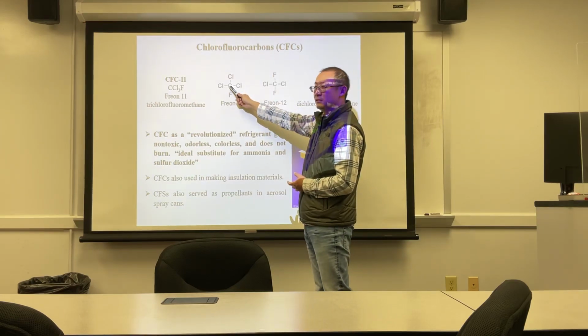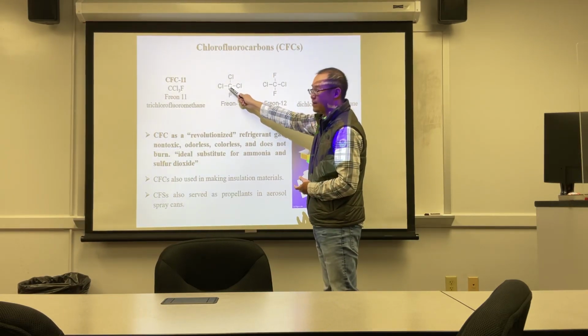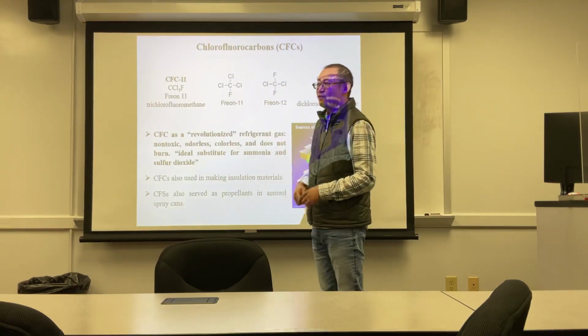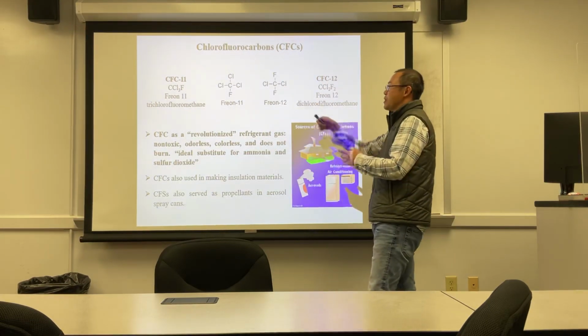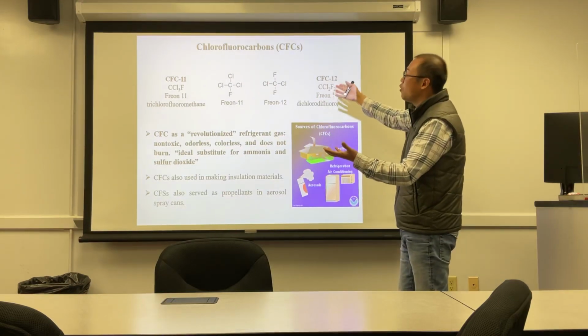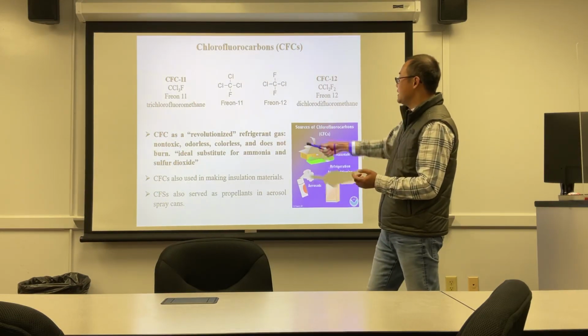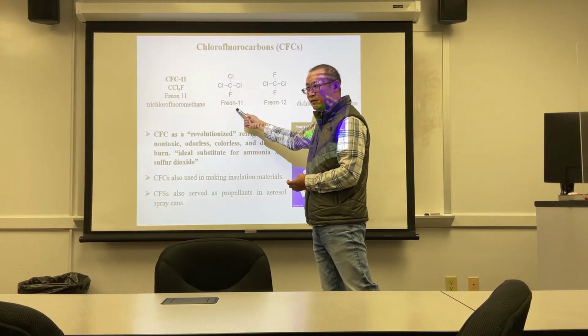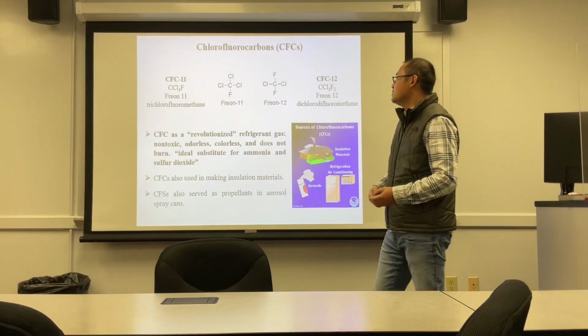Central is carbon. This one has 3 chlorine bonded to it. This one has a fluorine. This one has 2 chlorine and 2 fluorine bonded to it. They're both CFCs, chlorofluorocarbons. This one has a brand name called Freon 11. This one is called Freon 12.